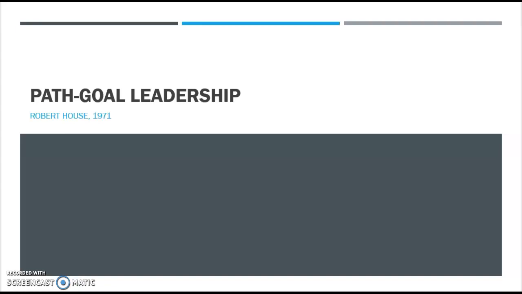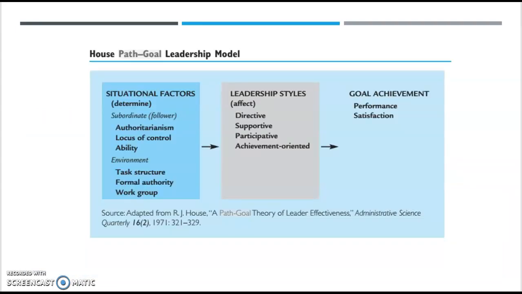House uses Exhibit 4.6 to demonstrate this framework. This framework shows that based on the situation, a leader embodies a specific role, and within that role, they convey a specific leadership style. This style will determine the goal achieved, whether it is performance based, or the satisfaction rendered by the leader.